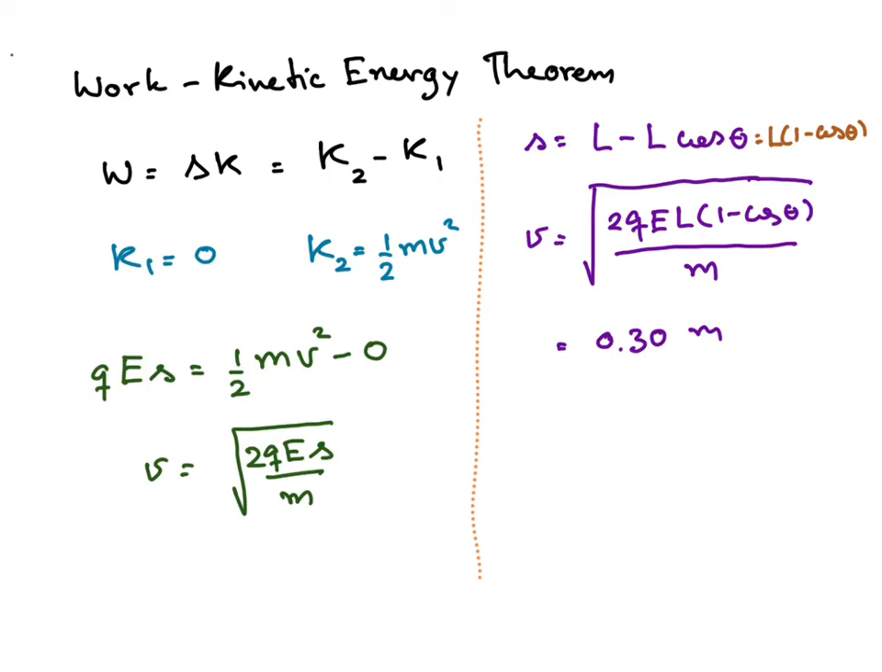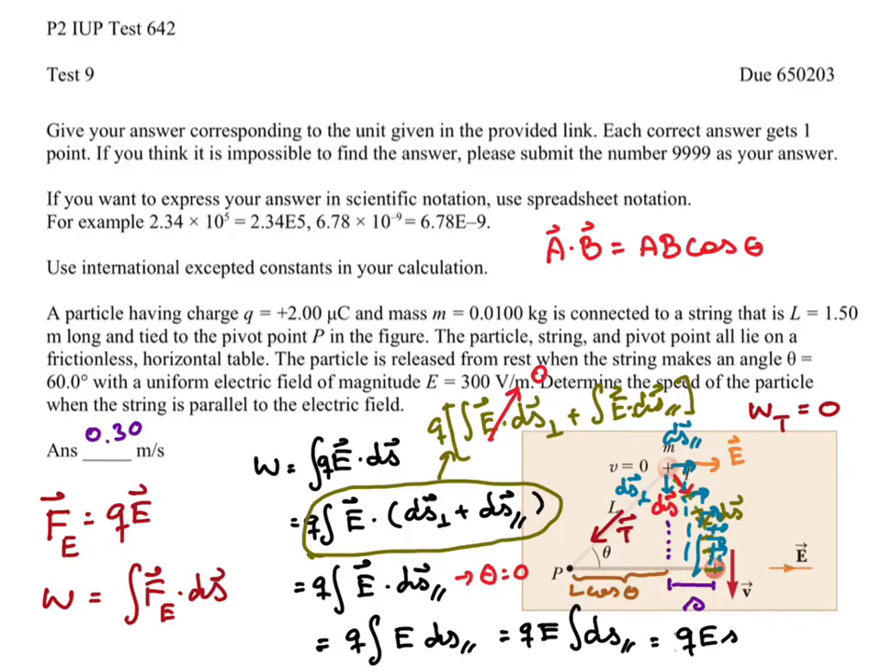And when you put all the numerical values into these parameters, you will get that v is equal to 0.5 meter per second. I missed the second here. Meter per second. So the answer is 0.3 meter per second.